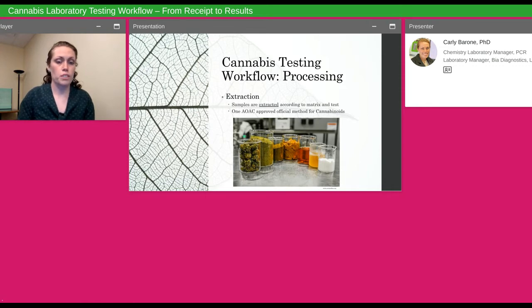So once the sample has been checked in, homogenized, and weighed out based on whatever test we are testing for, we are then going to extract it. So even though we had categories where chocolate and oil end up in the same concentration category, those are actually going to be extracted differently. So samples are extracted according to the specific matrix. And as of right now, laboratories are doing this differently. So far, AOAC has approved an official method for cannabinoids, and they're working on many others, but this is the only official approved method so far.